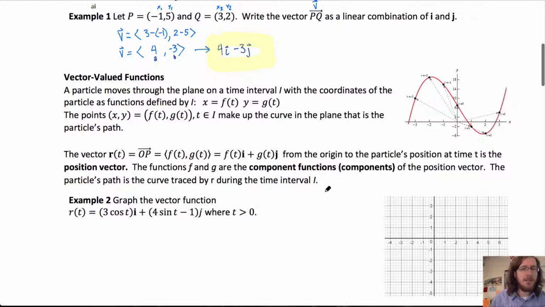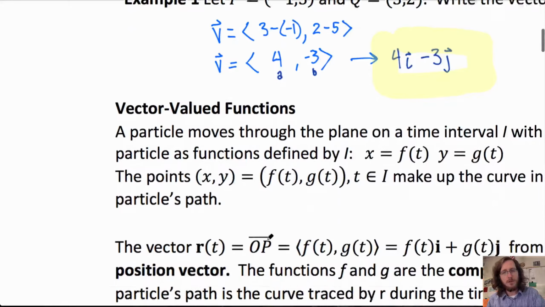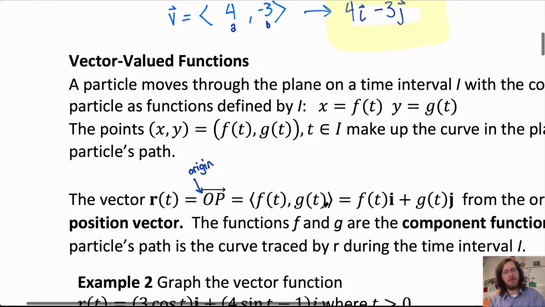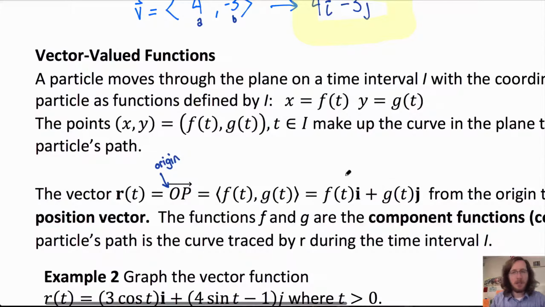So the vector r of t we'll use to name vector OP, where O comes from our origin. Okay, so just think of some vector with the tail at the origin going out to some point P, where the head is. We can say that's the same thing as vector f of t, g of t, in component form, which we can also write in linear combination form.